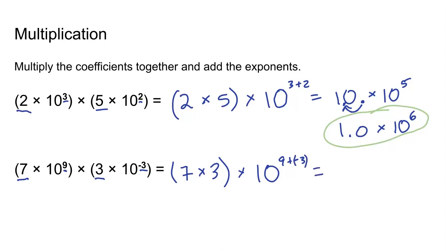And 7 times 3 is 21 times 10 to the 9 plus negative 3, and 9 plus negative 3 equals 6. But once again, the coefficient is greater than 10, so you need to move the decimal point one place to the left. So that becomes 2.1 times 10 to the 7th power, and that's the final answer.